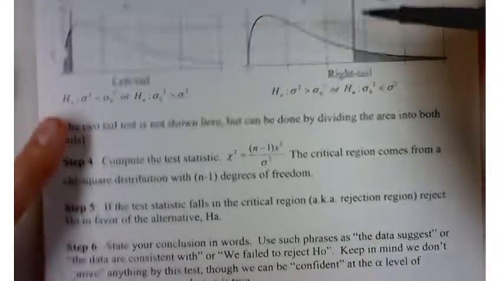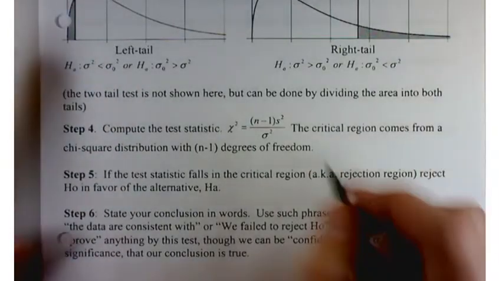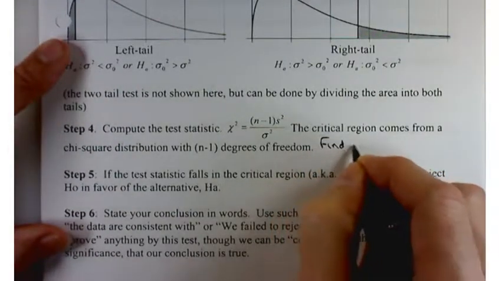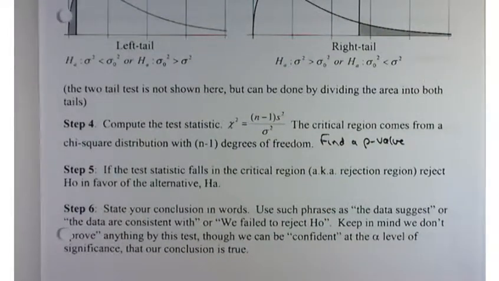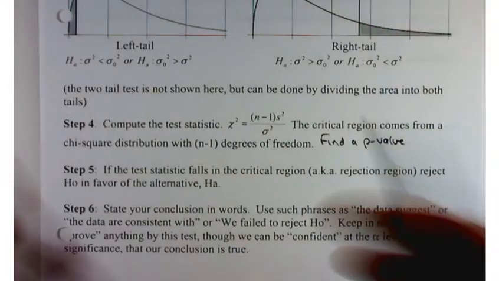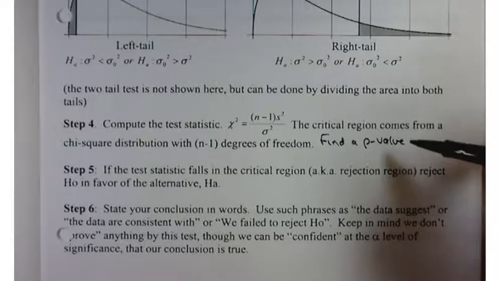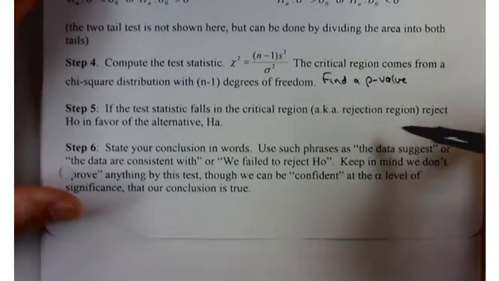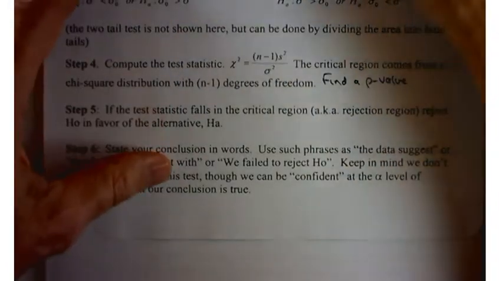If you're using StatDisk, then what you should do at this step would be find a p-value, and then use that p-value to decide if you're going to accept or reject. And this is the nice thing about using a statistics package. You don't really have to get your hands dirty in terms of finding the critical values in these distributions. Just look at the p-value. The p-value should tell you what you need. Fail to reject or reject, and then state your conclusion in words.